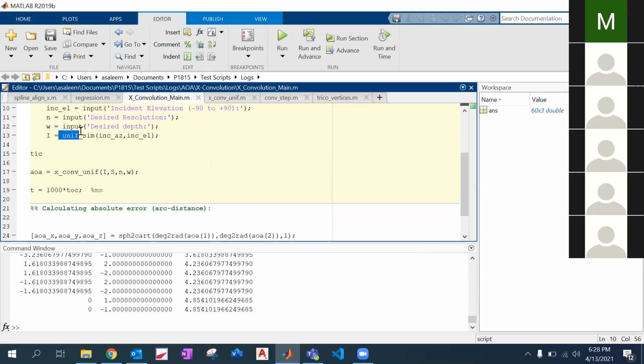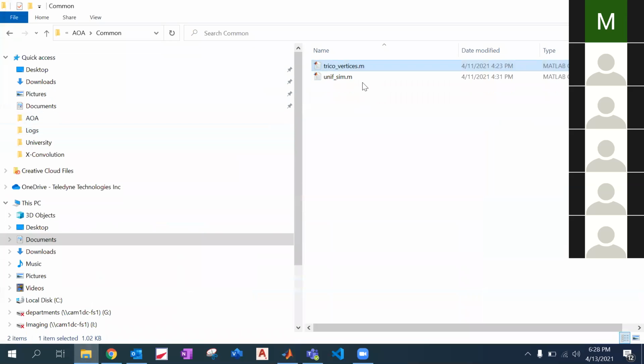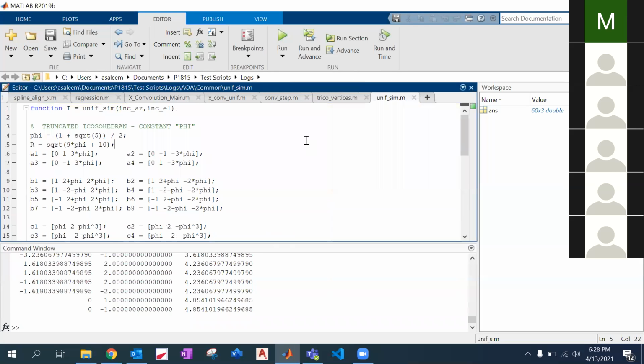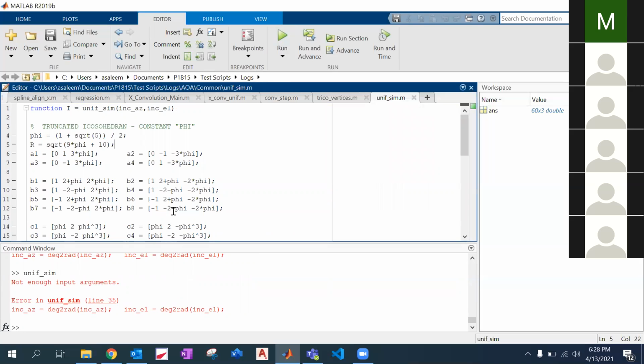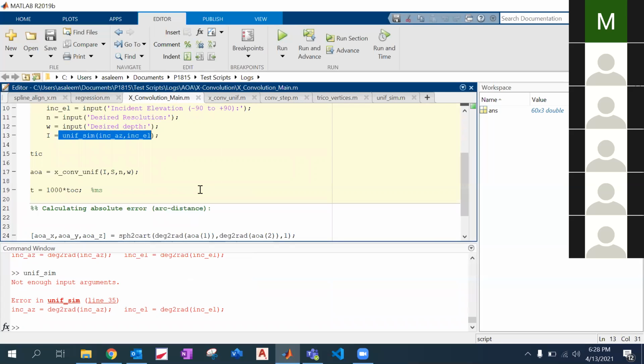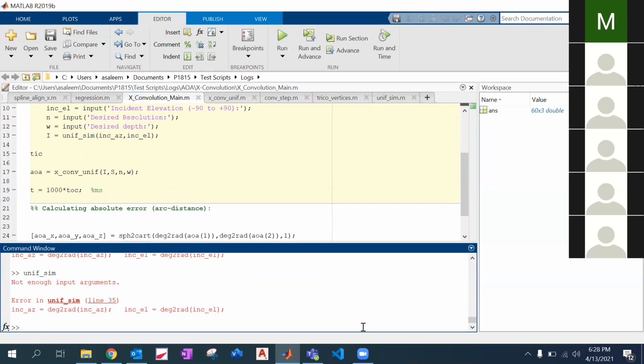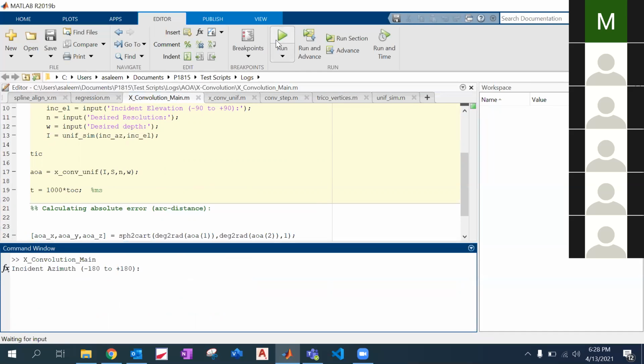Basically what this is doing is you're specifying an azimuth and elevation and it's outputting the 60 by 1 intensity vector. So let me open that up and run that too. It has to take an input first. Oh yeah, obviously. Okay, so let's go back to this. All right, there you go.